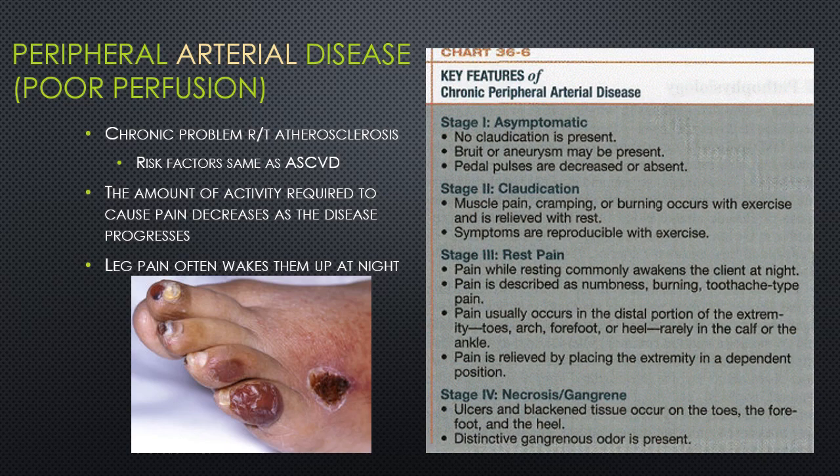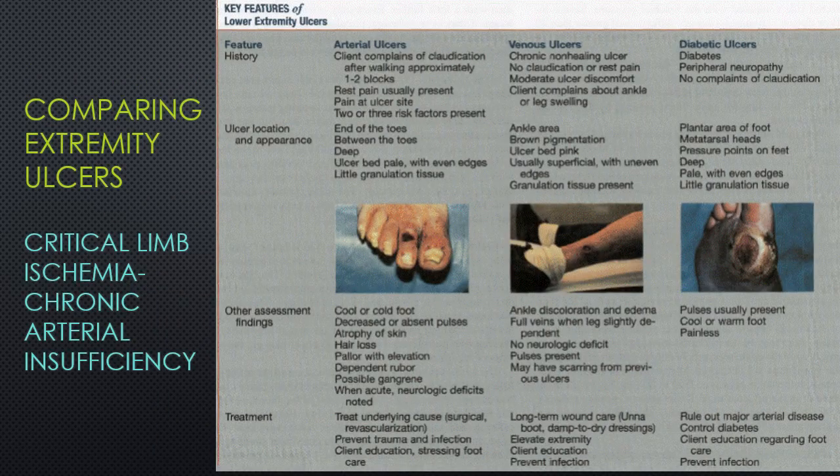In stage 4, we have a significant ulceration of the tissue due to markedly decreased perfusion, and the skin starts to ulcerate even with the slightest amount of pressure. There's blackened tissue that can occur on the toes, the forefoot, the heel, and because there's not adequate nutrient and oxygen delivery, these wound beds oftentimes do not heal, and gangrene may occur.